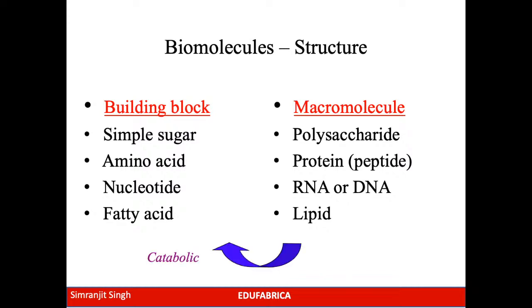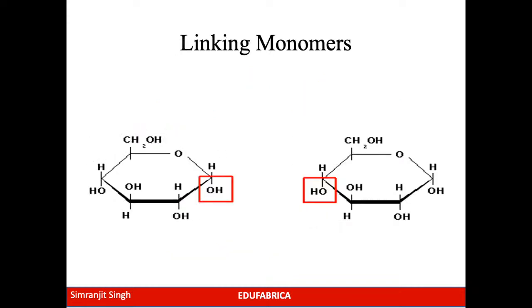If a large molecule is broken down into smaller ones, that is a catabolic reaction, in which energy is released. If small molecules are built up into big ones and energy is required, then that is an anabolic reaction. Together this is known as metabolism. Now, monomers can be linked.